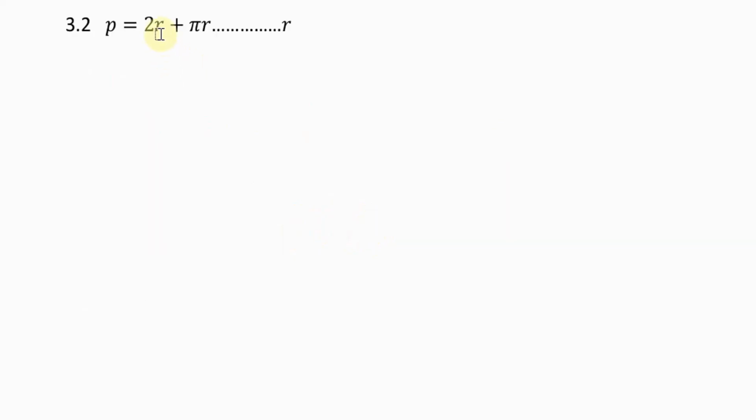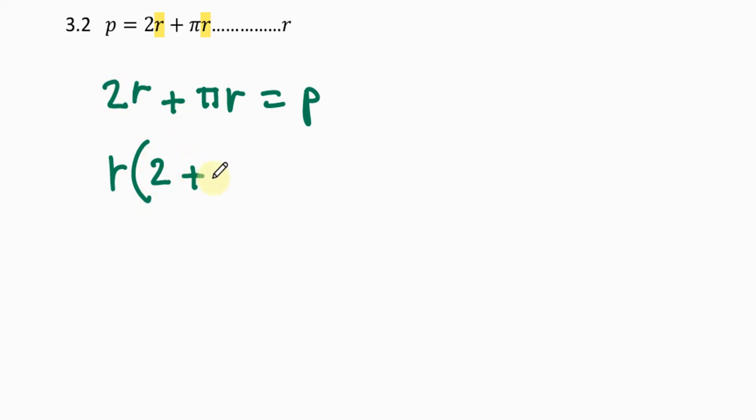Then in 3.2, we need to make r the subject of the formula. Now, r is on the right-hand side of the equation, so we can get it onto the left-hand side by flipping the equation. Note that r appears in 2 terms on the left-hand side, so we can take it out as a common factor. So we're left with 2 here, then the plus, and pi here.